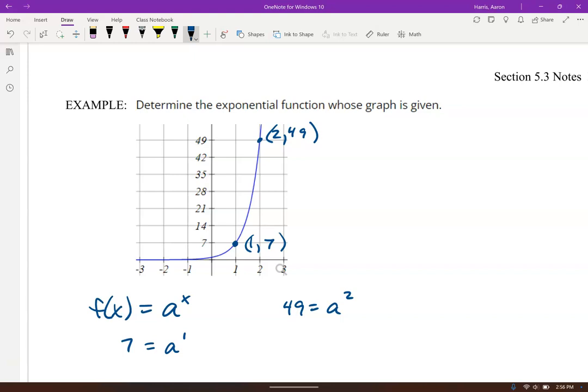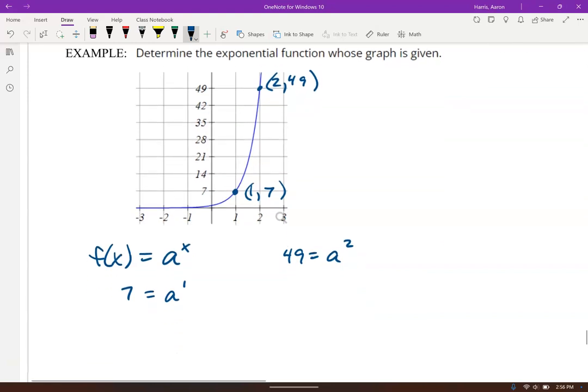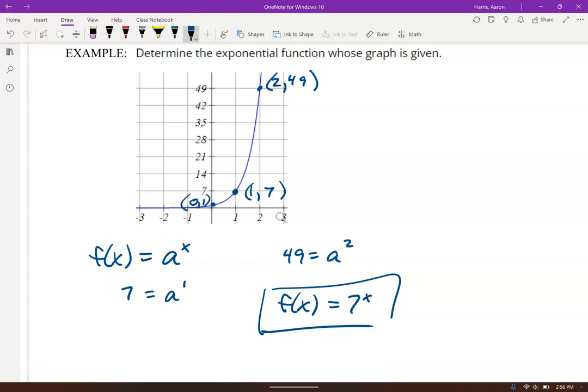It looks like my a has got to be 7, right? The base of the y value has got to be 7. So I'm thinking it's got to be 7 to the x. That's one way to think about that. And you could, of course, check some points. It looks like it probably hits that 0, 1 right there. 7 to the 0 would be 1. But you just really only have those 2 points to go off of.